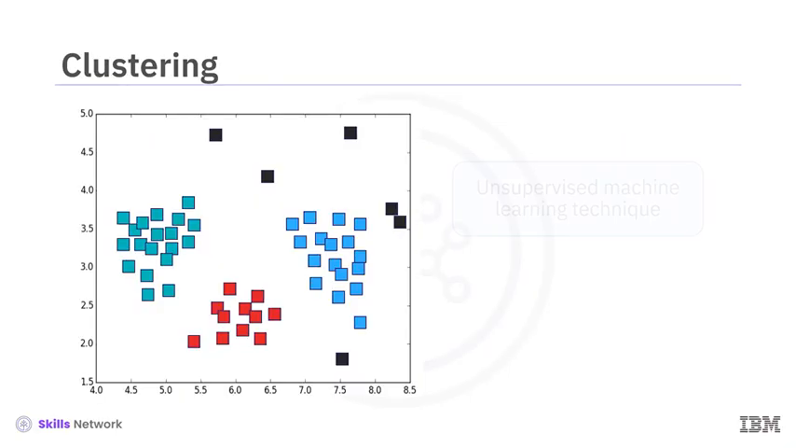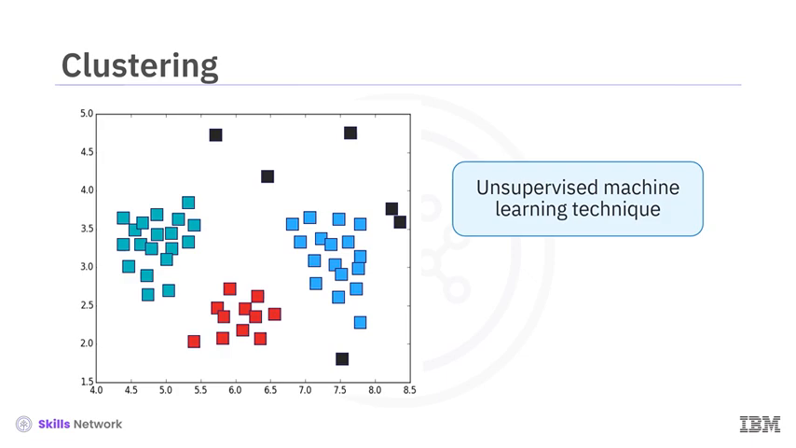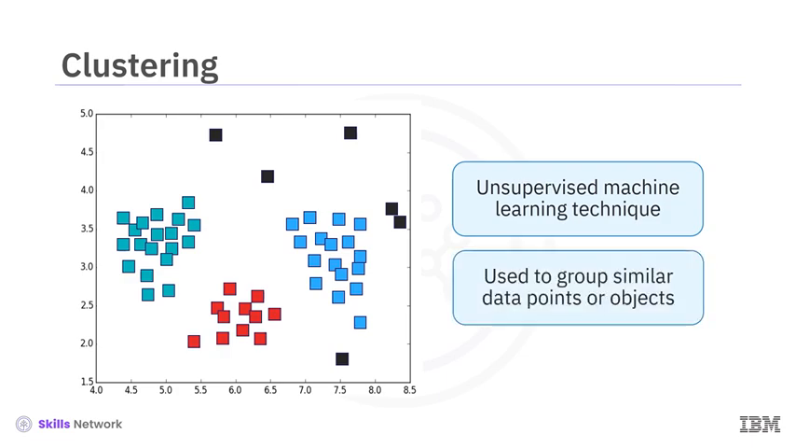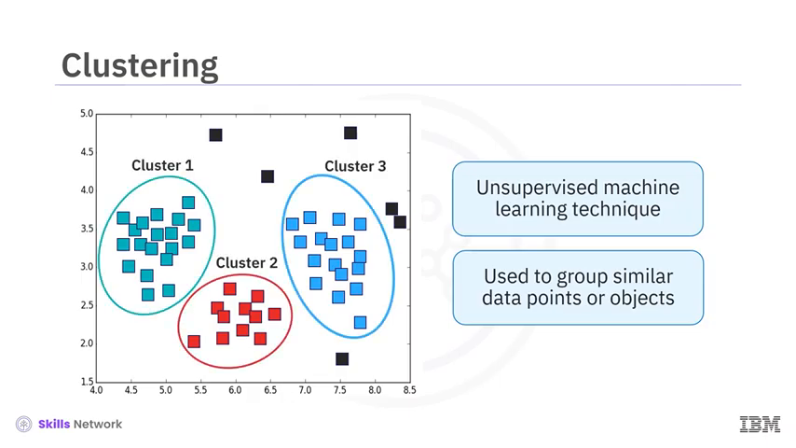Clustering is one of many unsupervised machine learning techniques for data modeling. It's used to group data points or objects that are somehow similar. For example, in this chart, we use a clustering algorithm to represent data points in green, red, and blue color. The uncategorized data points represented in black color are considered noise. Let's look at some applications of machine learning now.